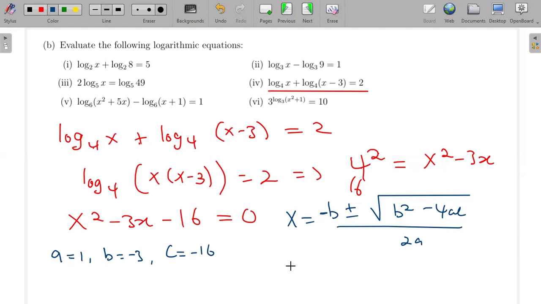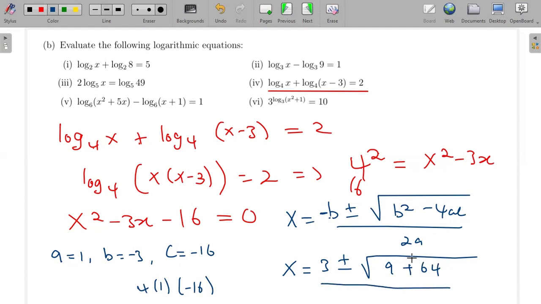Okay, that's the formula. So we're going to say x is equals to minus b, which will just be a positive 3 because b is already a minus. So plus this minus outside, I get 3 plus or minus. Then in the root here, I'm going to have b squared, which is 9, minus 4 multiplied by a which is 1, multiplied by c which is minus 16. So what do I get there? I get a minus 64, and then multiplied by this negative, I get plus 64, divided by 2 multiplied by 1, which is just 2.